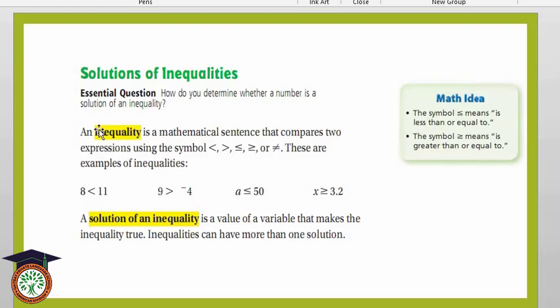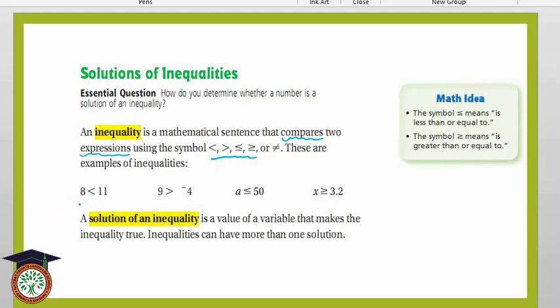First of all, what is the meaning of the word inequality? An inequality is a mathematical sentence that compares two expressions using the symbols less than, greater than, less than or equal to, greater than or equal to. We use one of these four symbols that you know already. Look here at this sentence.